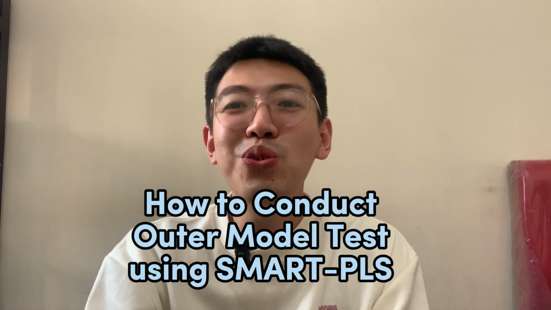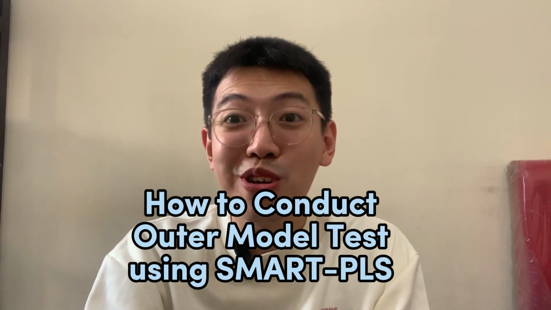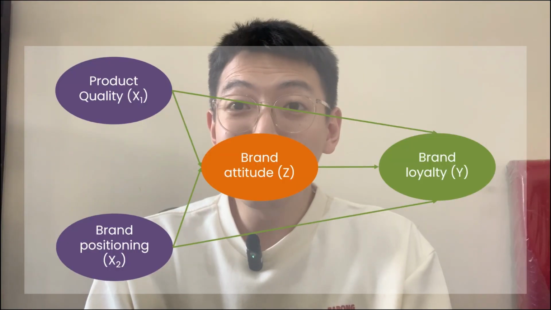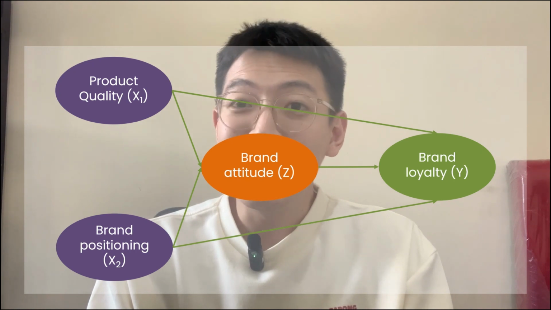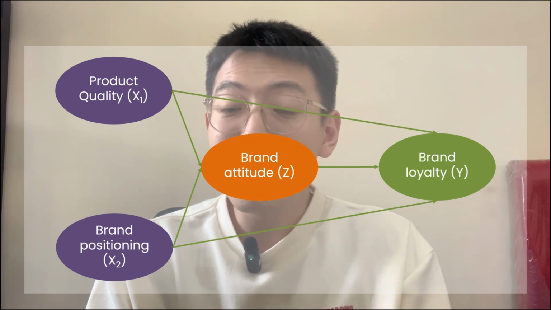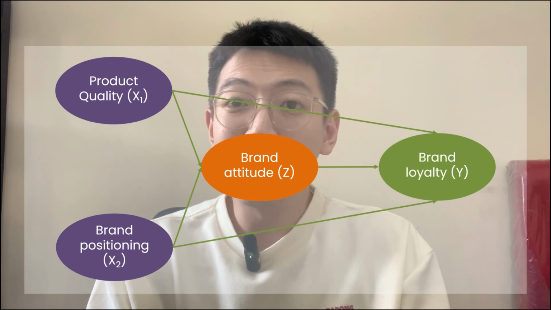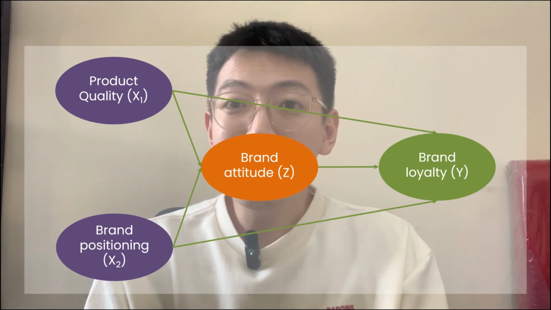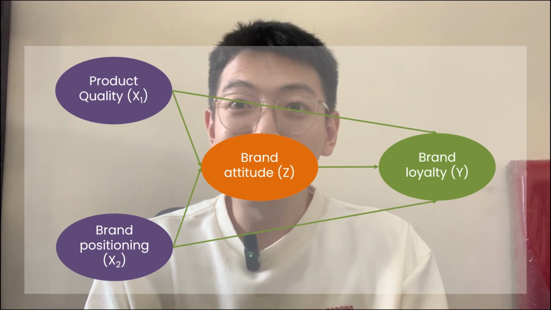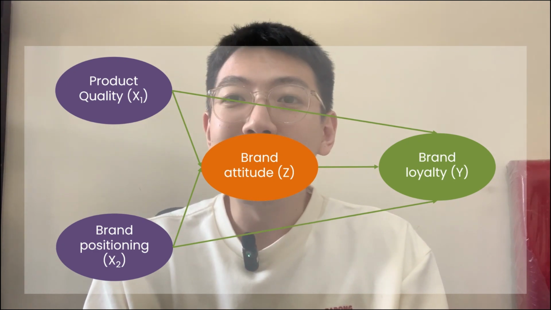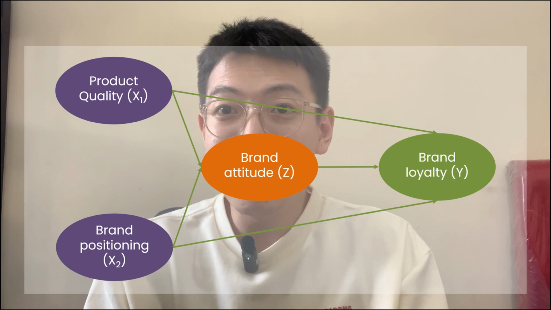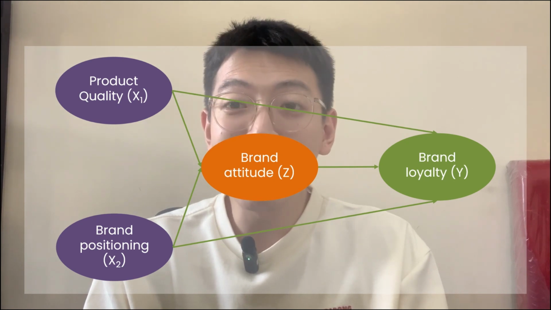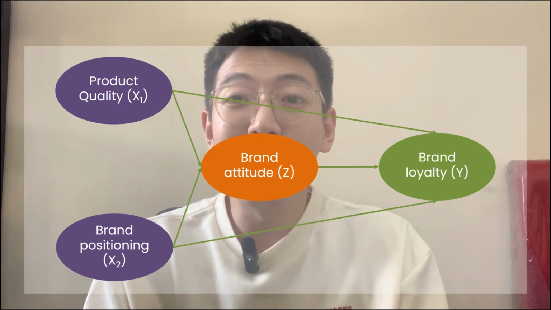In this video, we can learn together how to conduct the outer model test. This is the research model that we want to analyze. So we will have four variables. The first variable is product quality or X1. It is the independent variable. Brand positioning X2 is also an independent variable. Then the mediation variable or C is brand attitude, and the dependent variable is brand loyalty or Y.